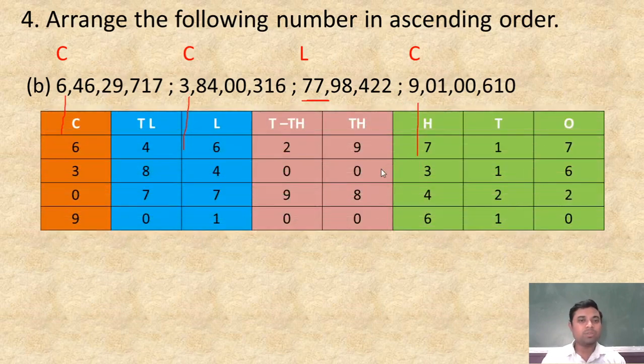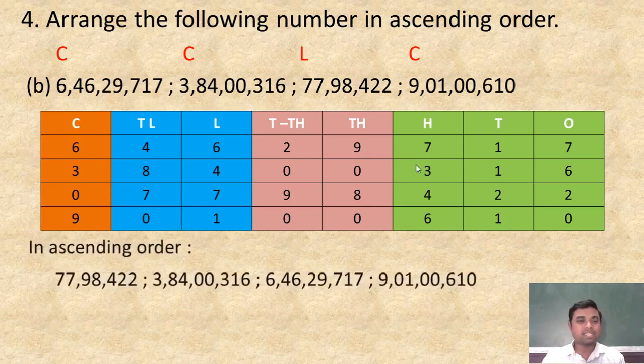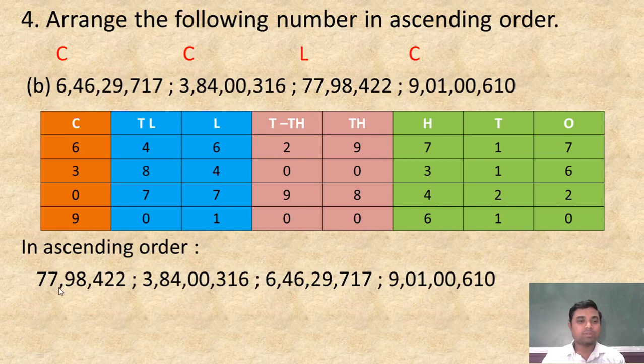Dear students, you can write in this way also. If you see this, obviously here 0 will be the smallest one, then 3, then 6, then 9. So either do this process or do this table. So the answer is this: first 77 lakh, then 3 crore, then 6 crore, then 9 crore. I hope that you have understood it.